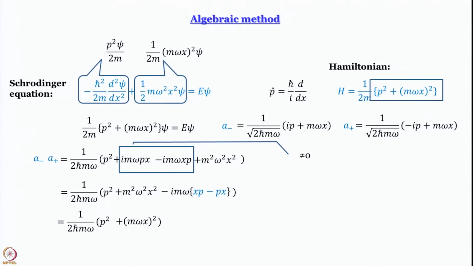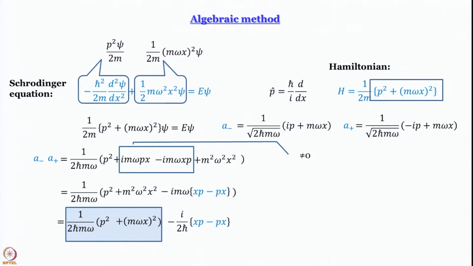Before that, let me just say this. The first term that we get is 1 by 2 h cross m omega multiplied by p square plus square of m omega x. I hope you have already spotted it elsewhere on the slide. If not, just wait a little bit. Second term will be minus I divided by 2 h cross. M omega in the numerator, m omega in the denominator just cancel and you are left with minus I by 2 h cross x p minus p x.